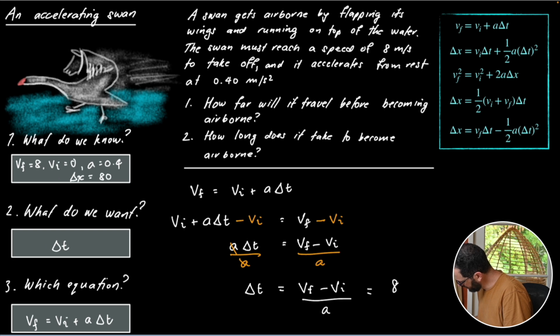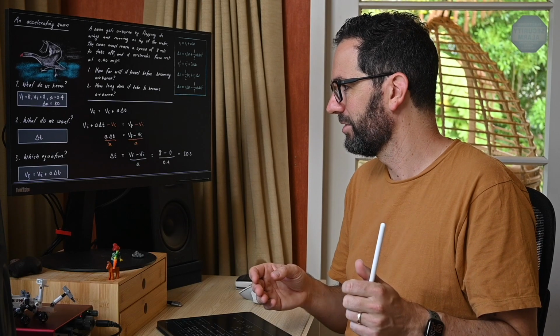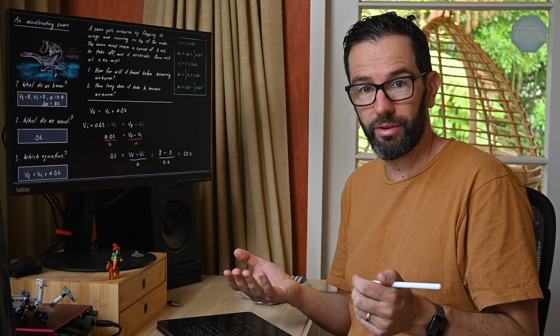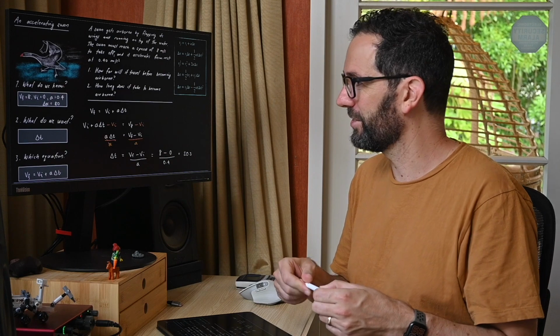So putting my numbers in, 8 meters per second minus 0 meters per second divided by 0.4. Again, you could type it in your calculator, but I can also see that's the same as 8 divided by 4 times 10. So that's going to be 20 seconds. It takes 20 seconds to become airborne, which was a run-up of 80 meters. And again, to me, that seems plausible. I haven't got an absurdly large or small number, so I'm happy with 20 seconds as my answer there.